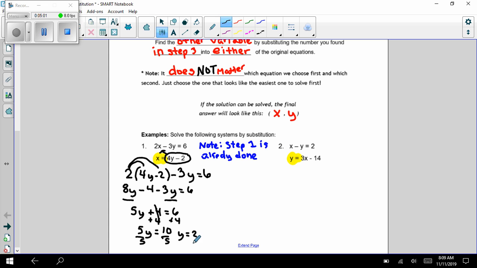I've solved half of it. I have solved for the y. And remember, our final answer is going to be a coordinate point. So I'm just going to go ahead and already plug in what I know. I know that the y is 2.